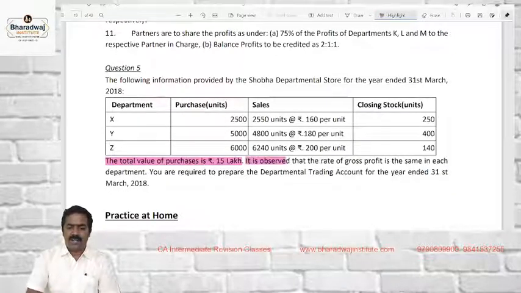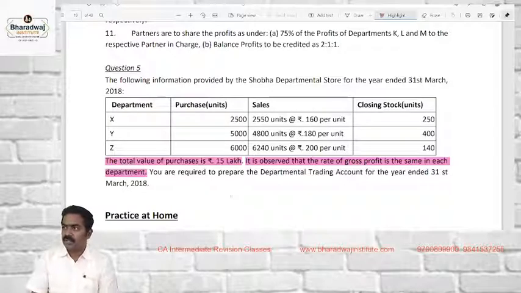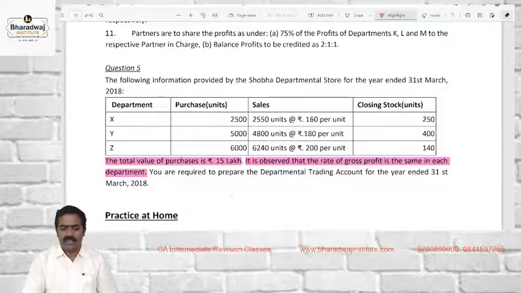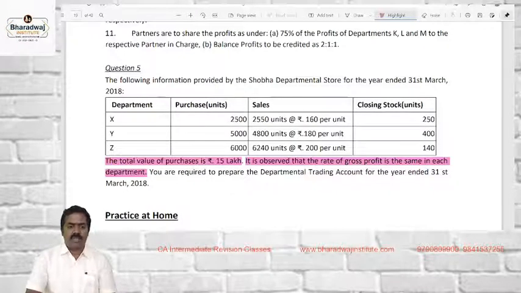Then it is observed that the rate of gross profit is the same in each department. This model problem you have done in the class? Okay, no issues. I will solve it. It will take less time. Now the hint for solving the problem is they are earning what? A uniform rate of gross profit. What is the total cost of purchases?